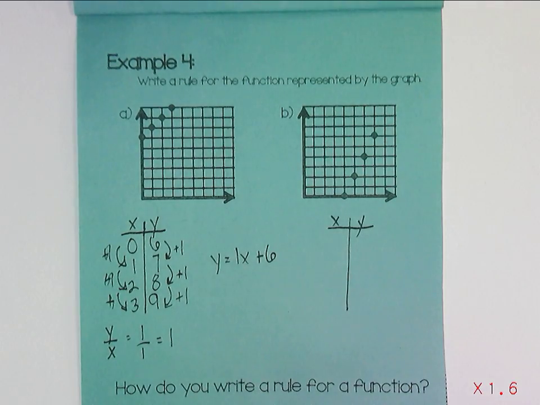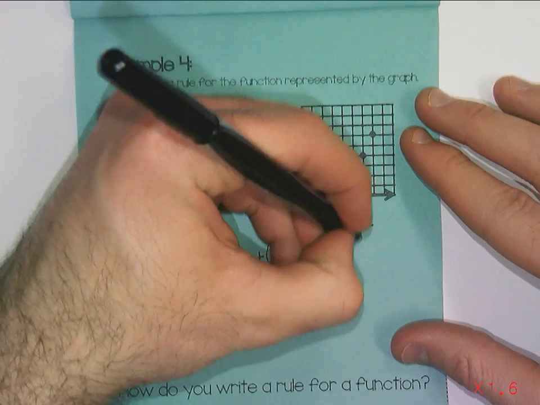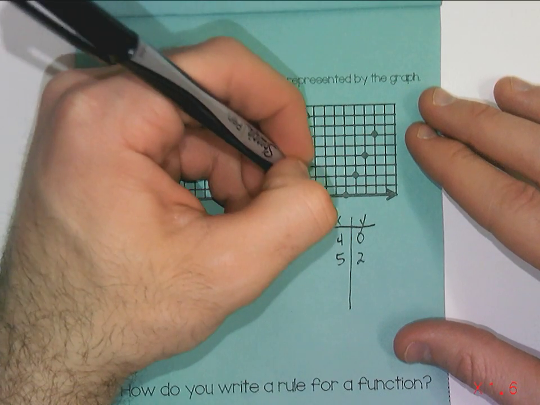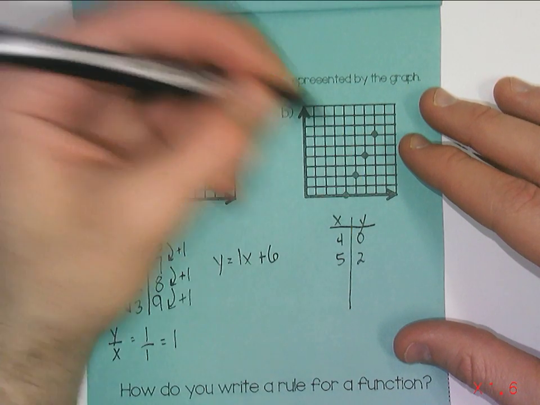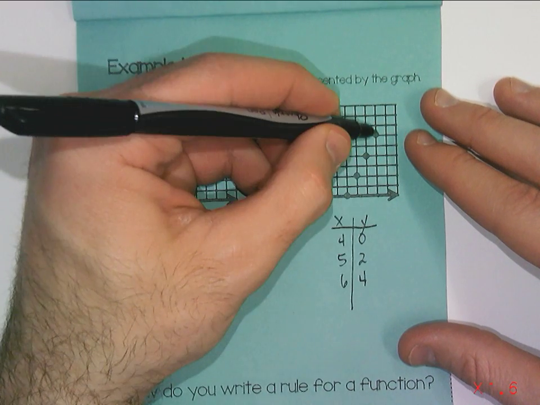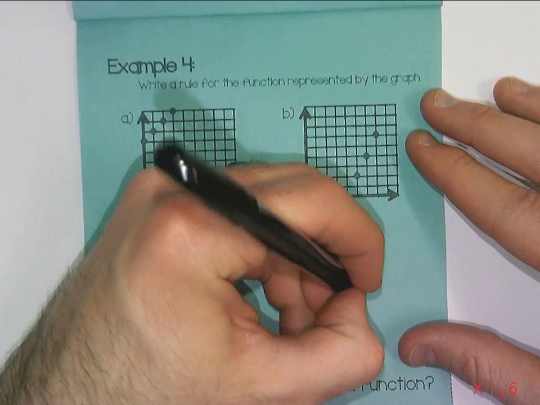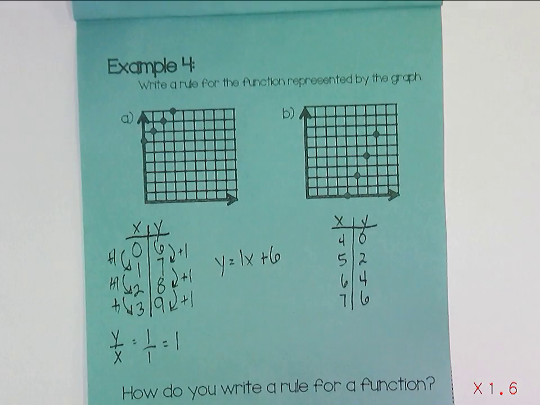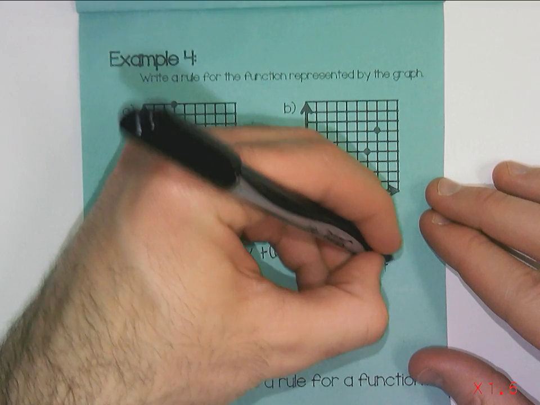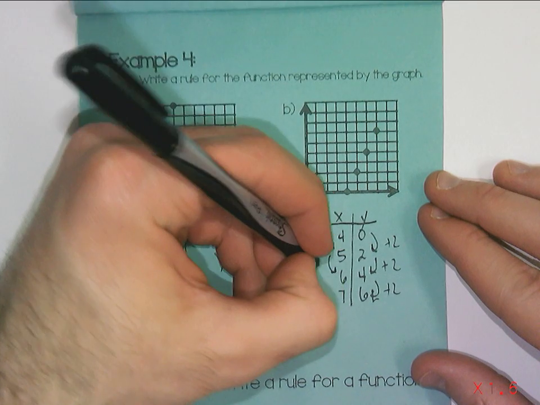Okay, so my first point is 4, 0. Second point is 5, 2. Third point would be 6, 4, it looks like. And my last one would be 7, 6. Let's look at our change in our y's. Plus 2, plus 2, plus 2. These are changing by 1.